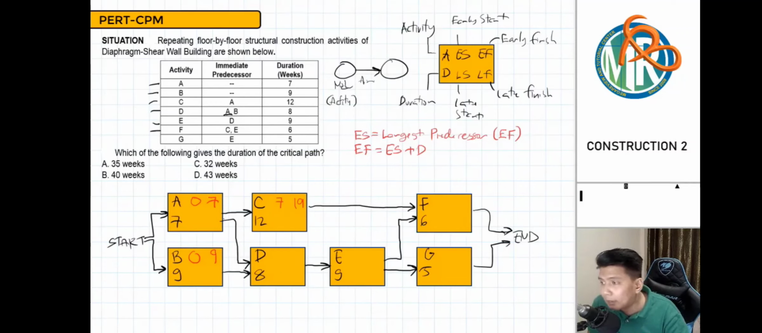Sa activity D, meron siyang dalawang predecessor, si A at saka si B. Ano sabi natin, pag ipapasok sa early start, you will input the largest predecessor. Okay? So, ang largest predecessor natin? Di ba, you have here 7, you have here 9. So, sino largest dyan? So, you will use the 9, siya mas malaki, di ba? So, you put here 9 as your early start.